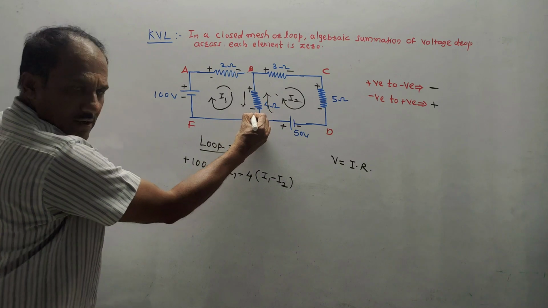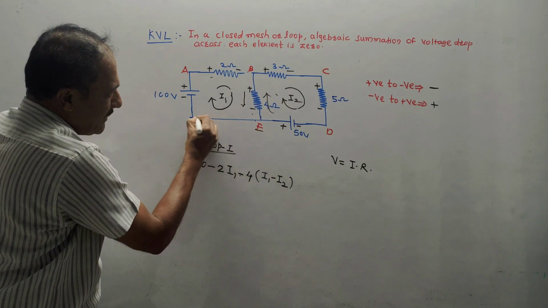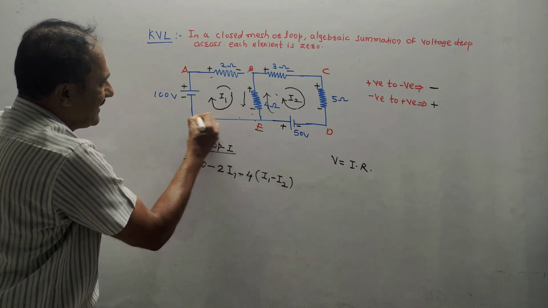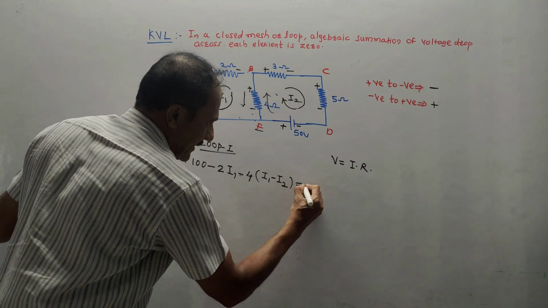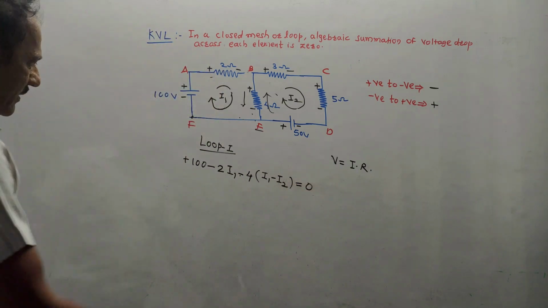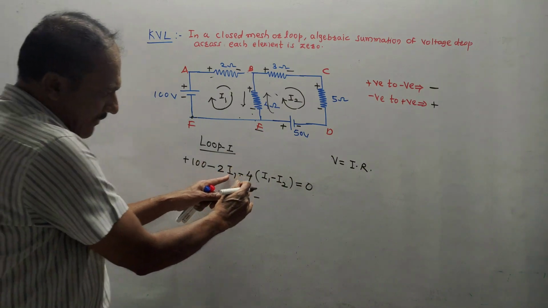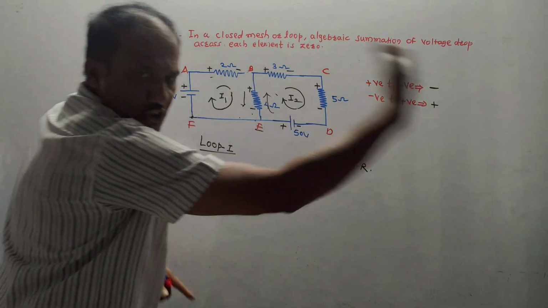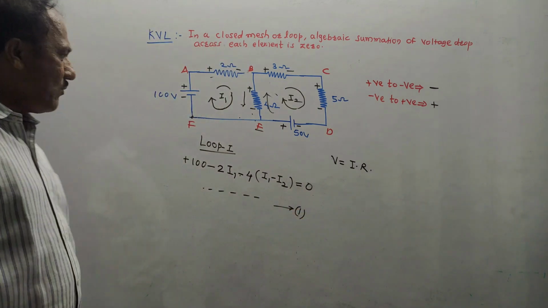Now we have come back up to this point E. There is nothing in this branch, so I will not write anything. And again, I have reached point F from where I started. Final equation equated to 0. Just simplify these equations. How to simplify it? I1 and I2 should be on one side, constant should be on the other side. Give some equation number to that equation, that is equation 1.